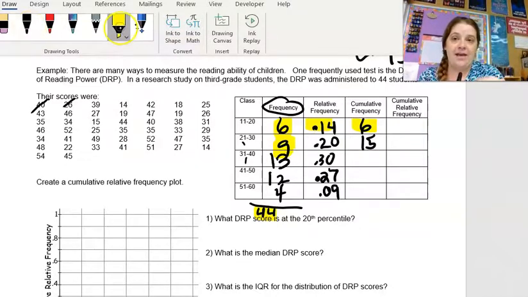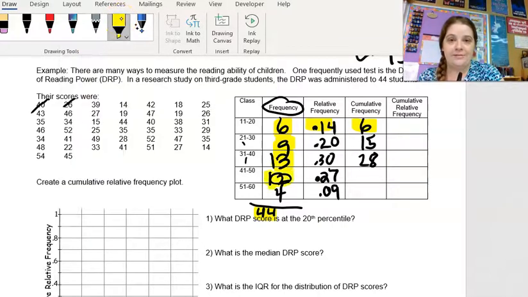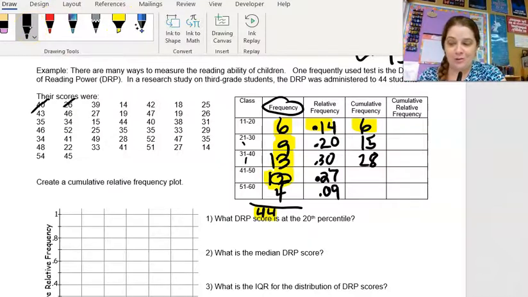And then I'm going to add the next number. So up to this point, there are 6 plus 9 plus 13, which is 28. And then I'm going to add the next one. That's going to give me another 12. 6 plus 9 plus 13 plus 12, that gives me 40. And then an additional 4 gives me 44.